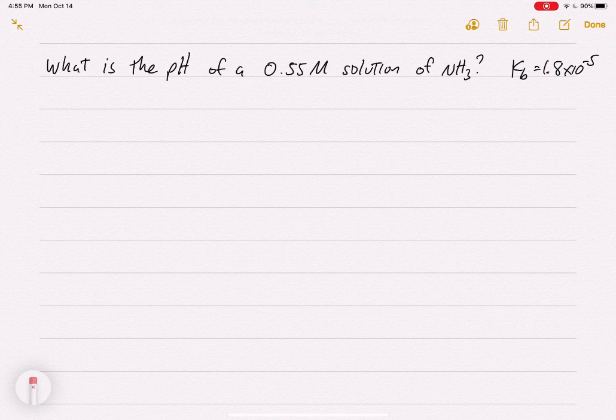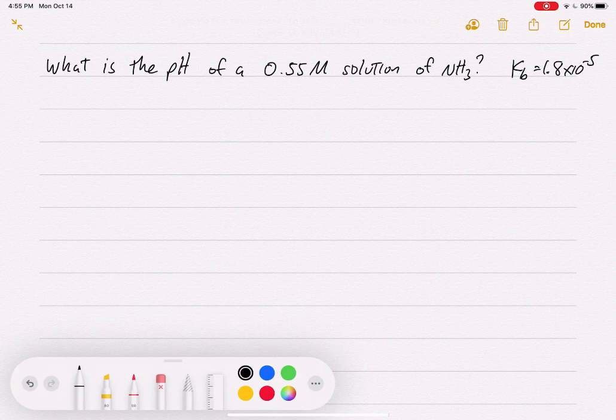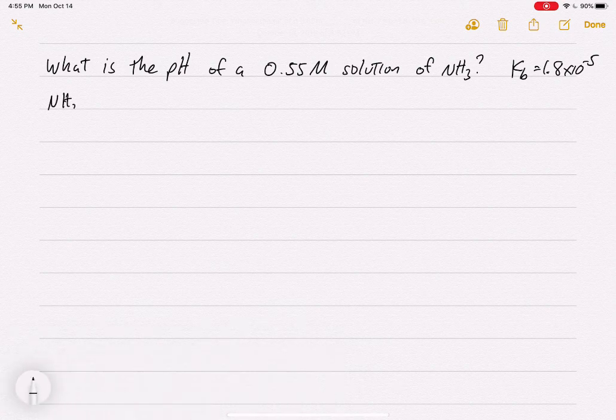And so we're going to have NH3 plus H2O. It's going to be given to NH4 plus, that's the base, taking an H plus away from water. And when that happens, the water is left as an OH minus. We're going to go ahead and ICE box this.